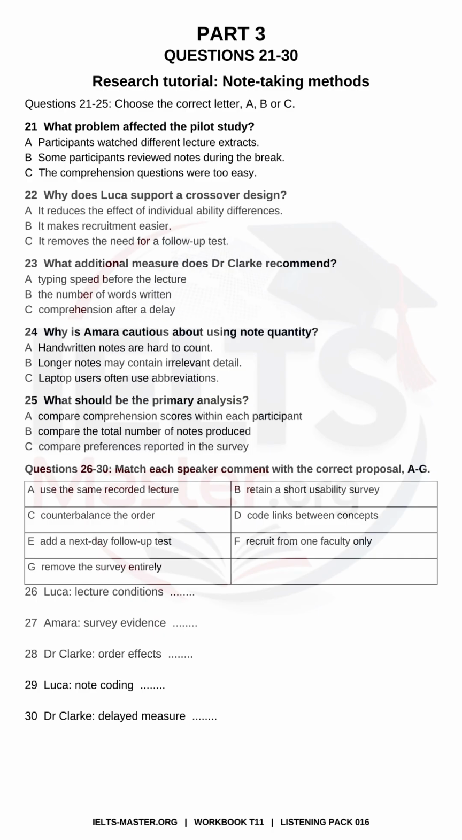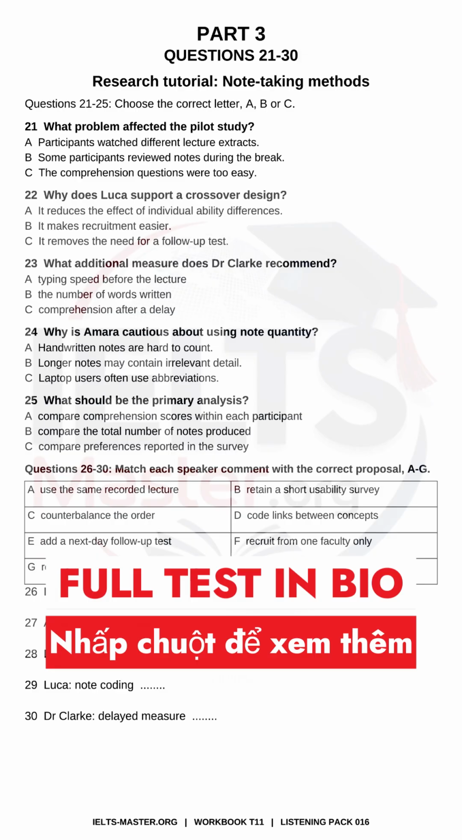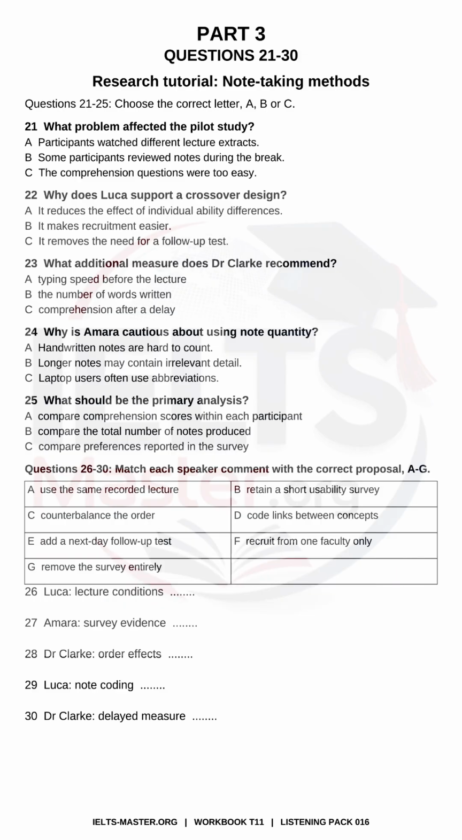I have another suggestion. Instead of coding only the number of words, we could identify links between concepts in the notes. A student who connects an example to the main argument may be processing the lecture more deeply than someone who copies isolated phrases. That would make the coding slower, but it could produce a more meaningful measure. Pilot the coding framework before using it at scale.